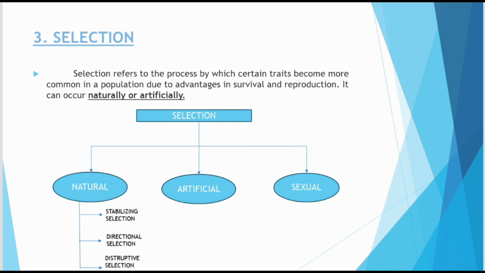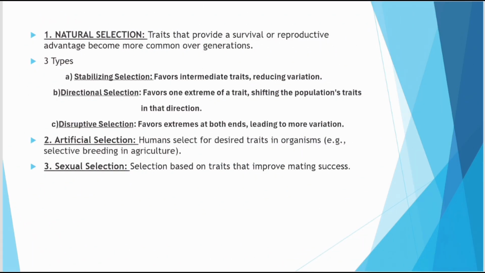And natural selection is of three types. What are they? Stabilizing selection, directional selection and disruptive selection. Now we are going to discuss these three types of selection in detail. Coming to natural selection, what is natural selection? Actually, natural selection means the traits or characters that provide a survival or reproductive advantage become more common over generations. In that flowchart, we saw that there are three types of natural selection: stabilizing selection, directional selection and disruptive selection.